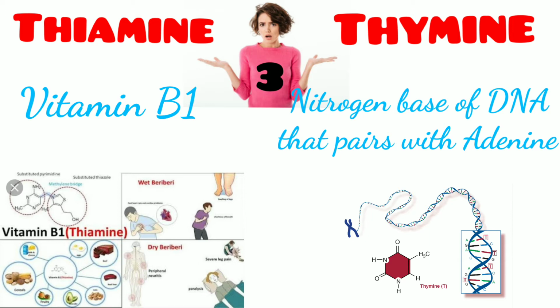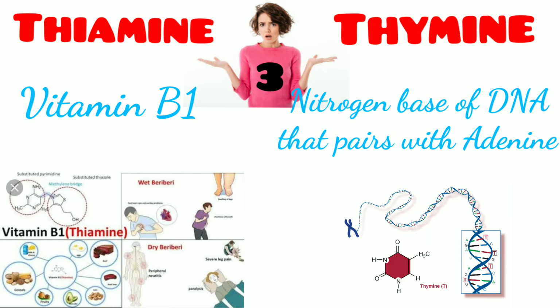Now if you notice the word thiamine with IA, you will notice that here I is similar with vitamin. Vitamin also has I and this thiamine also has THI. So that will be for vitamin B1, while THY is a nitrogen base and you can remember it as an analogy that if I is for B1, Y will be for DNA.